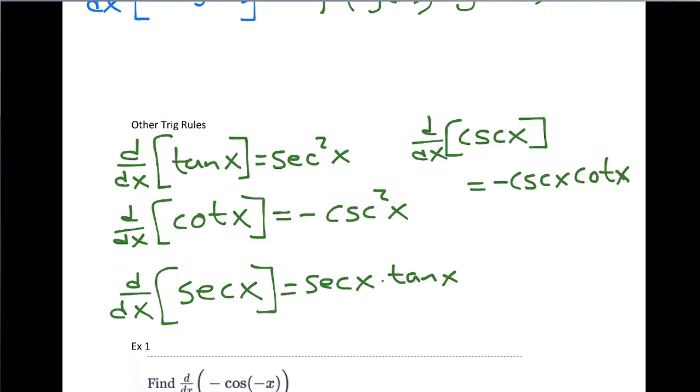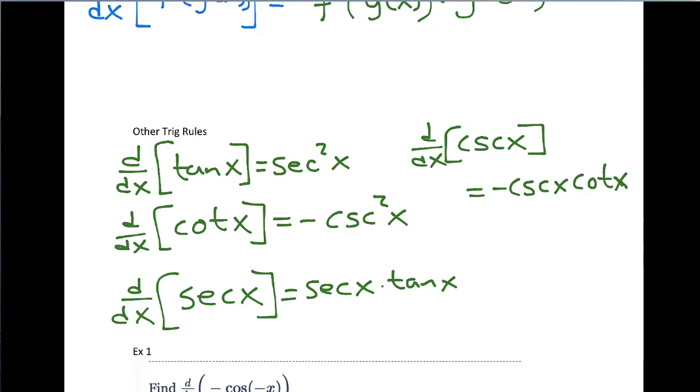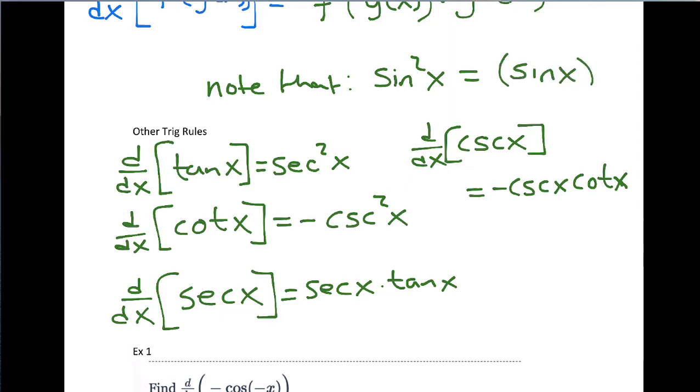Just as a side note, I want you to note that the sine squared x is the same thing as the sine of x squared. So that's going to be important as you start to do chain rule, just where that squared really goes. The math notation is to put the squared after the sine, and it just means we're taking the sine times the sine.